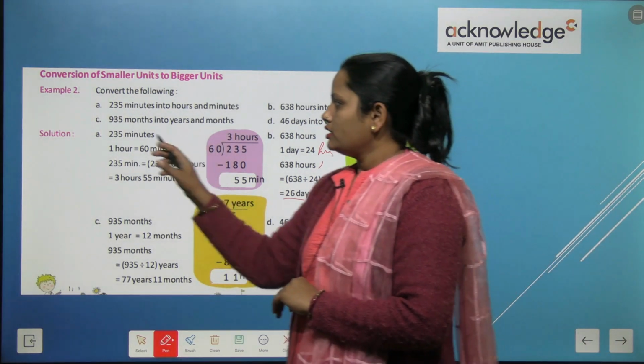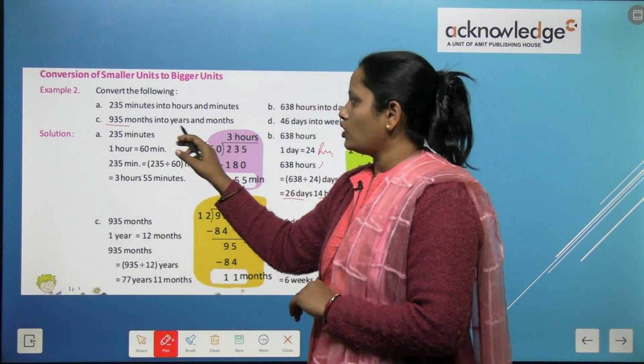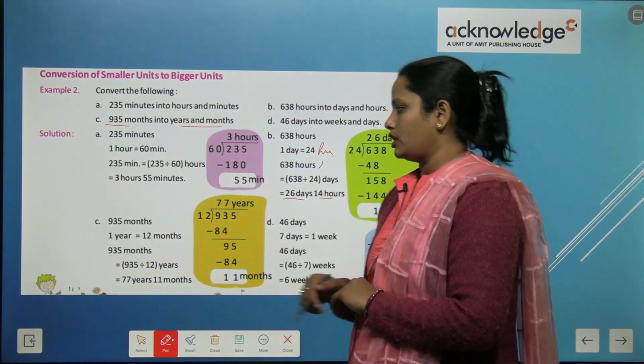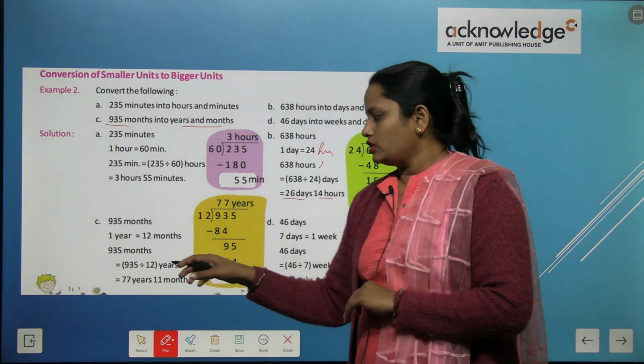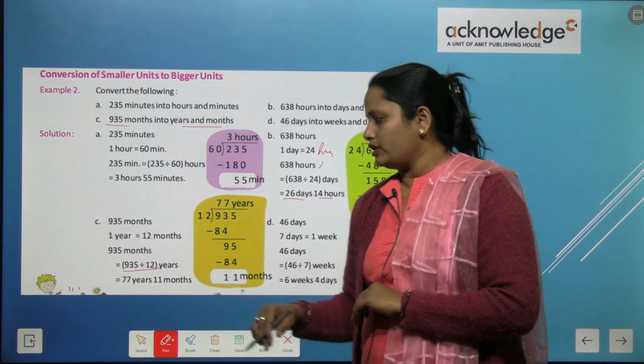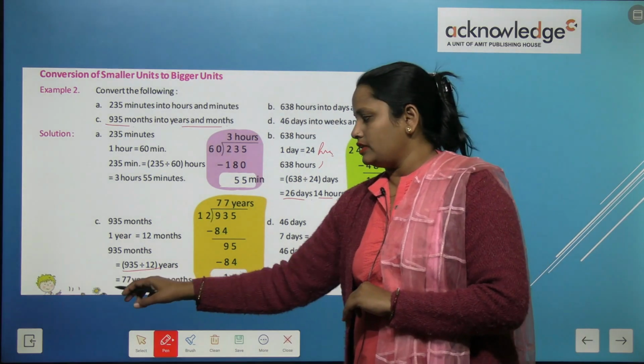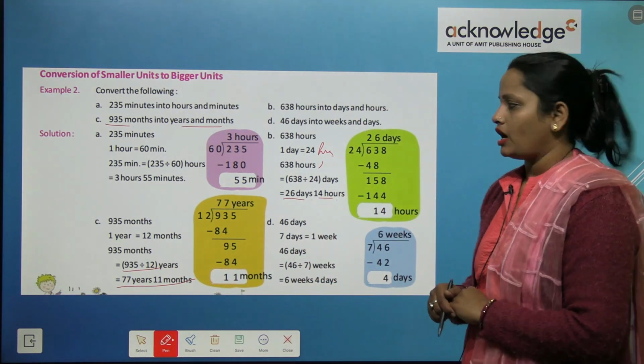Next is 936 months को हमें years और months में convert करना है. So 1 year is equal to 12 months. So here we have to divide this number by 12, and on division we get 77 years and 11 months.